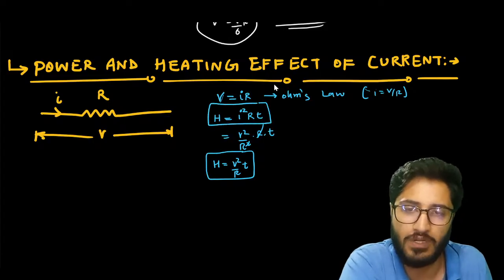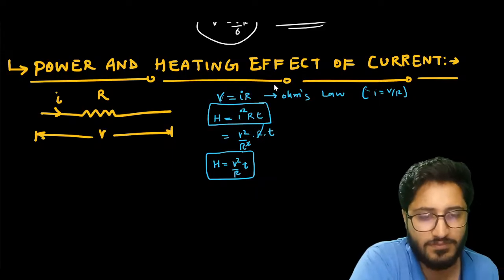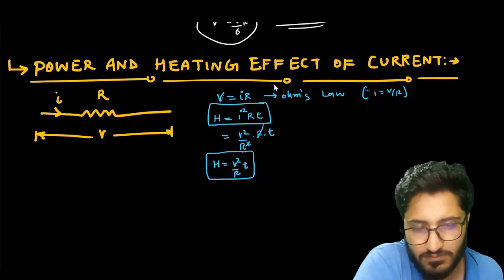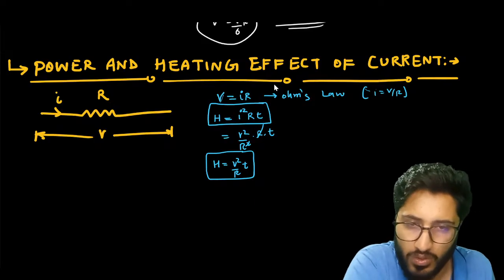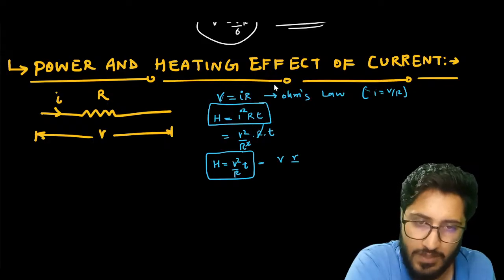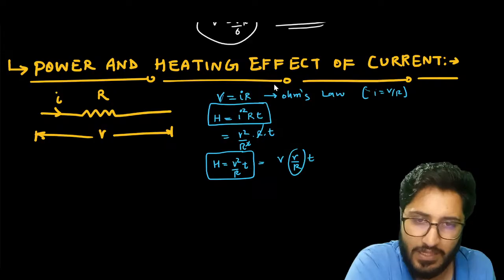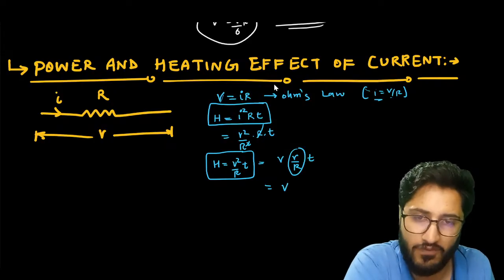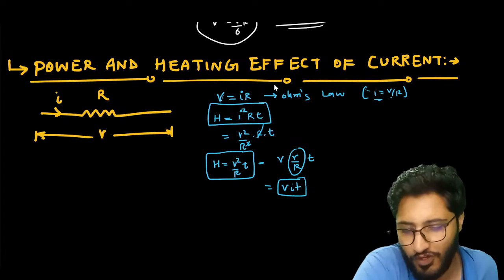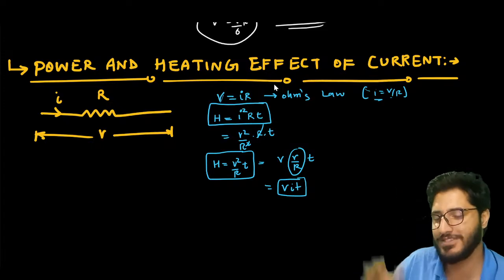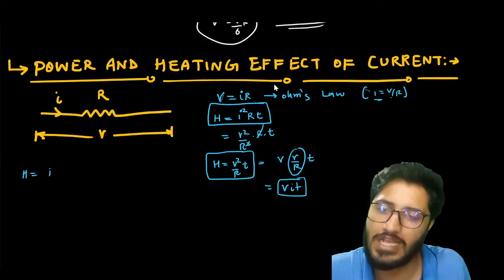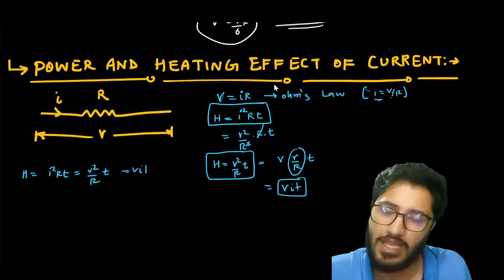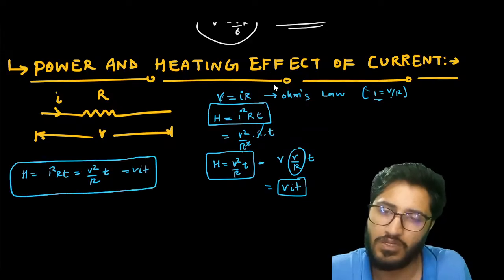One formula, two formulas. Or we can write it this way: V into V by R into T. What is V by R? V by R is I. So you write it as VIT. That's Vellore Institute of Technology also, the famous one in South India. So the three formulas for heat calculation are I square into R into T, V square by R into T, and VIT. These three formulas we can use for our numerical purposes.